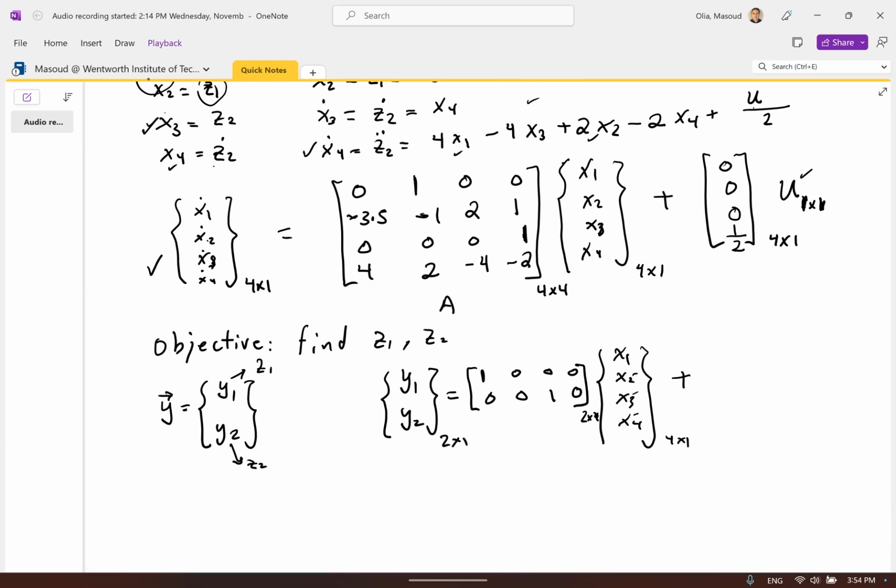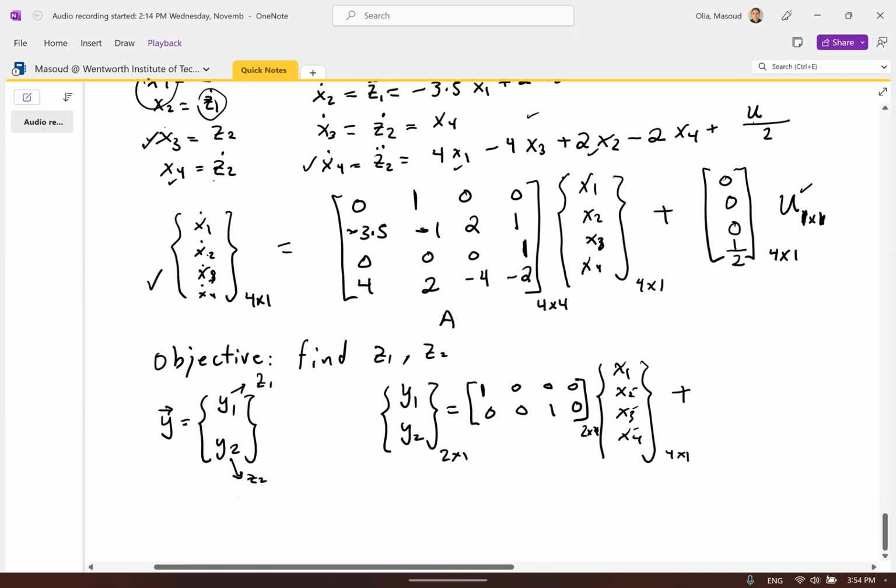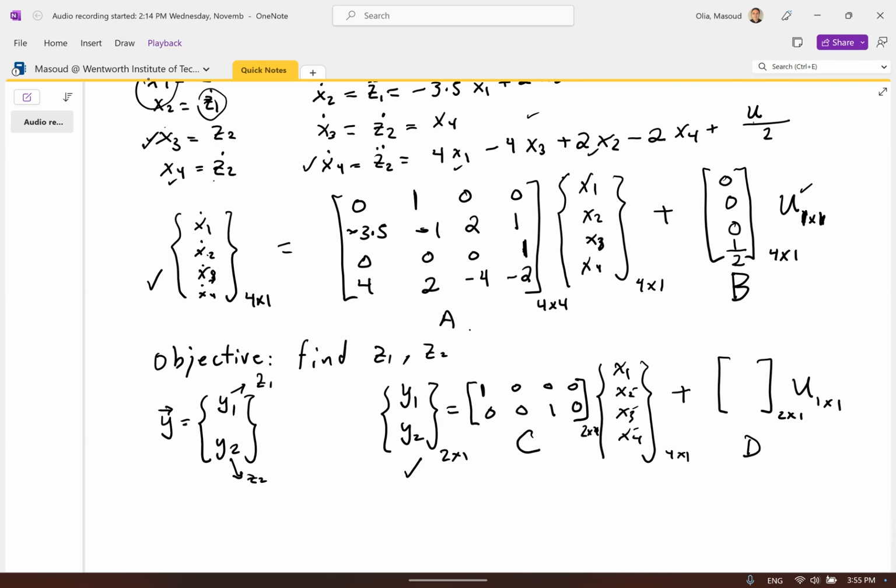Now, the last thing here in this equation is du. Now, the direct transmission matrix for the type of most of the problems that we do is actually a 0 matrix. But the size of it is also important. Remember, U is 1 by 1. We want to have a 2 by 1 outcome on the left-hand side. So this has to be a 2 by 1 then. Remember, this is matrix A so far. This is matrix B. This is matrix C. This one is going to be matrix D, right?